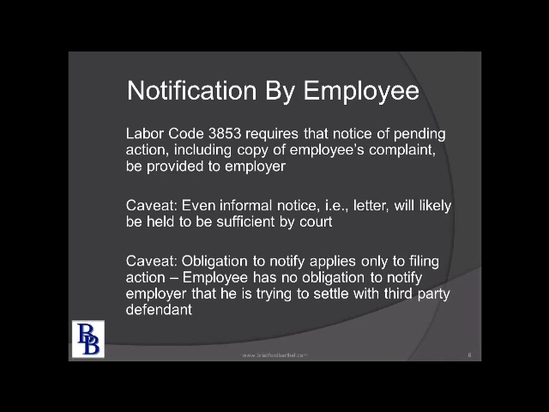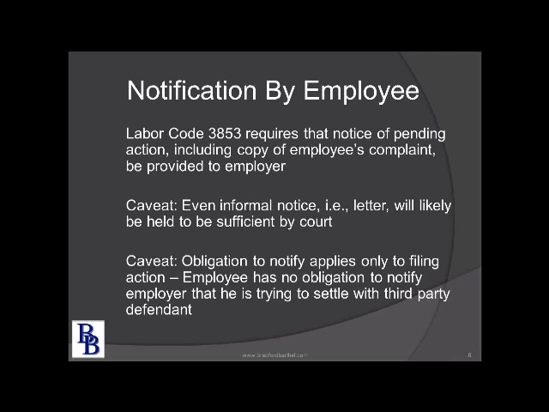Labor Code Section 3853 says quite explicitly that a notice of a pending action, that's a document that has to be filed in Superior Court, and a copy of the employee's complaint has to be provided to the employer. Now, note that it's got to go to the employer, not necessarily to the carrier. That means your employer's got to watch for that to come in and tell you about it.